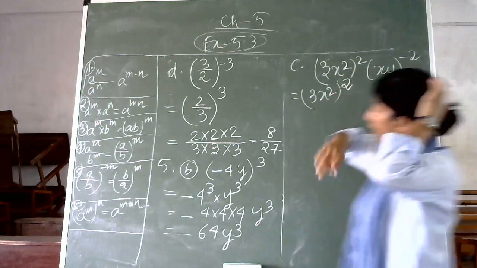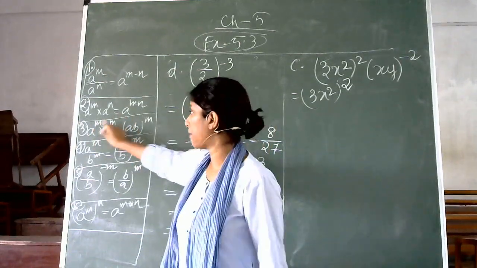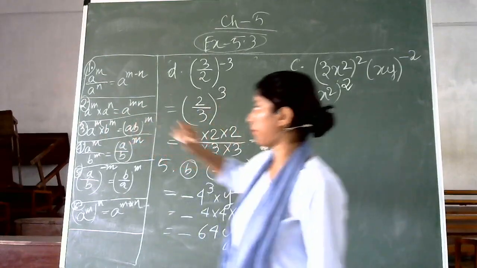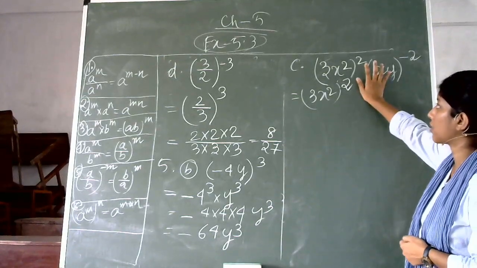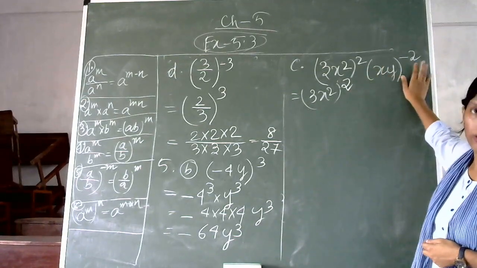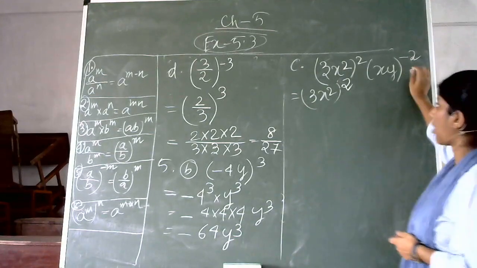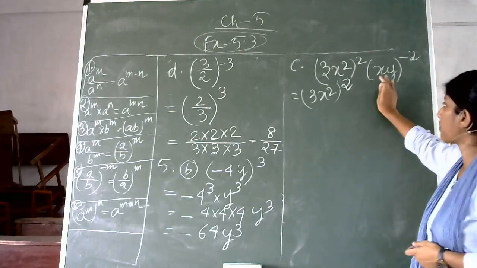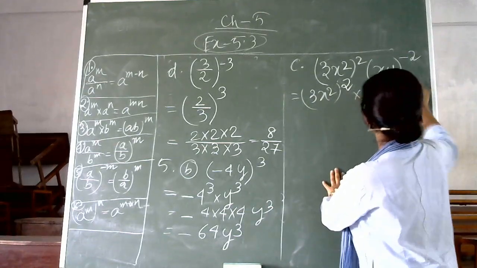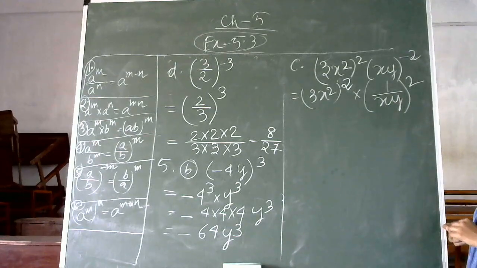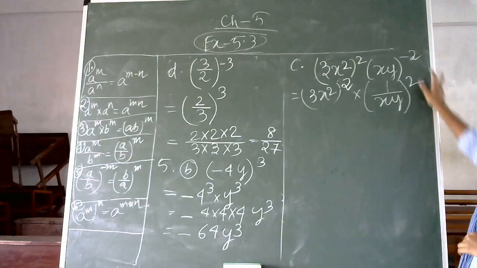Achha, you remember I said that when there is a different base and same power, I can write in the multiplication form with the base, but don't write the same over here because the power is not same. You see here it is 2, here it is minus 2. So they are different powers. So in that case, first you have to remove this minus. And how do we remove? Reciprocal of this. So reciprocal of xy will be 1 by xy. So I have removed the minus now.